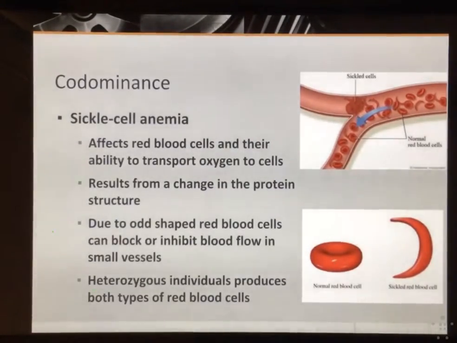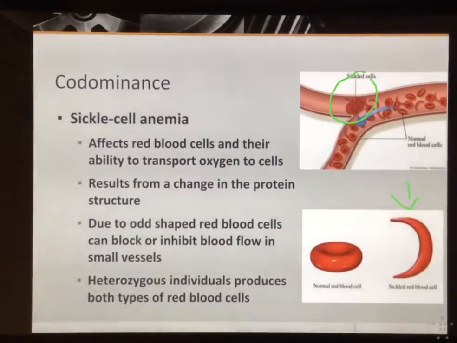And as a result, it caused a conformational change in the protein structure of your red blood cells, causing them to instead look like, instead of a round donut, to look more like this sickle shape that we see over here on the lower right. Okay? So, due to the odd-shaped red blood cells, it can block or inhibit blood flow in small vessels, so they can start to clot up in small little capillaries and stuff like that, which is not good. All right? Heterozygous individuals produce both types of red blood cells.